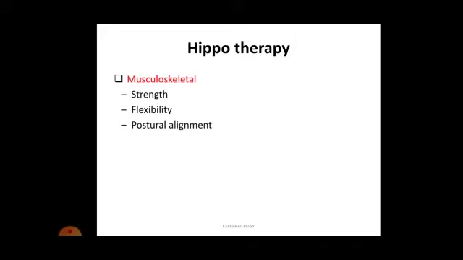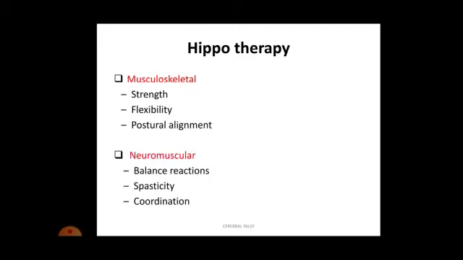In the musculoskeletal system, it will increase the strength, it will increase the flexibility, and it will also improve the postural alignment. If we think of the neuromuscular system, definitely the balance reactions will be activated. Every time the child will try that he or she is not falling. Clear? So he or she will be adjusting himself or herself. So balance reactions are activated. Because of continuous vibrations coming from the movement of the horse, the spasticity will also decrease. Clear? And coordination will develop.